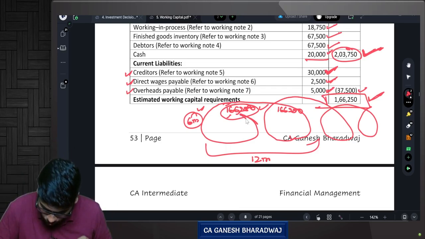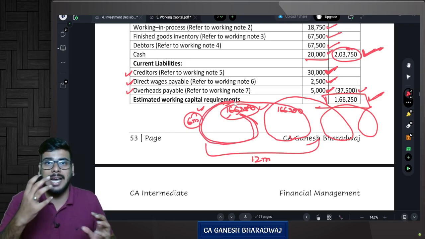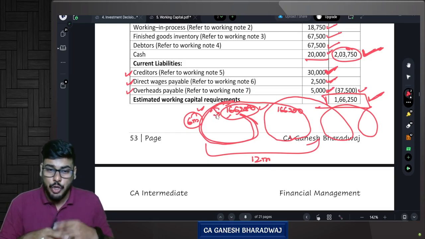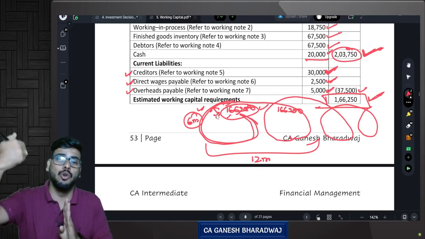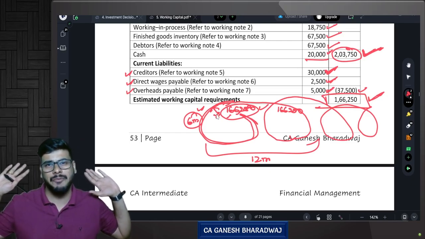And then what happens? Since I'm able to generate more than the amount that I have actually invested, this extra money that I have, using this, I can service my loan also, and whatever money I have balance, I can use it as my profit. Are you clear with this?